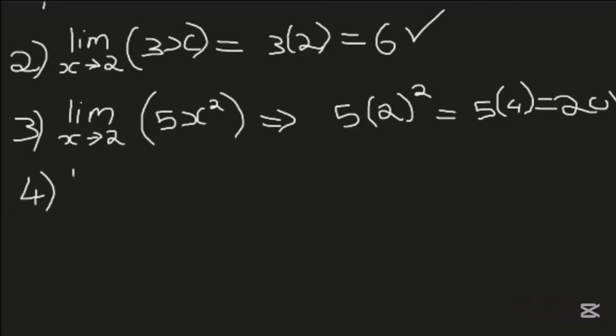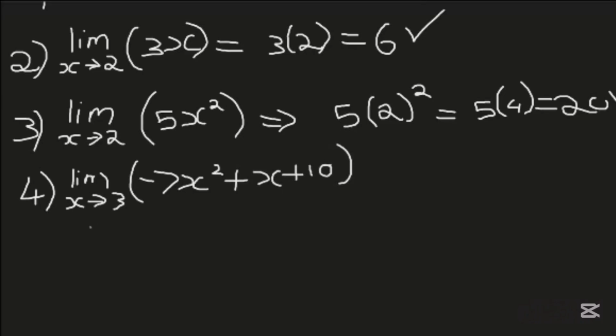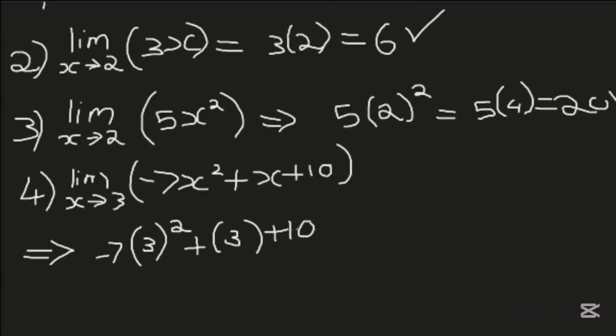The fourth limit is slightly more difficult. The limit as x approaches 3 of the function negative 7x squared plus x plus 10. We once again substitute x with the value that is being approached. When you do all the algebra, you find that the limit equates to negative 50.